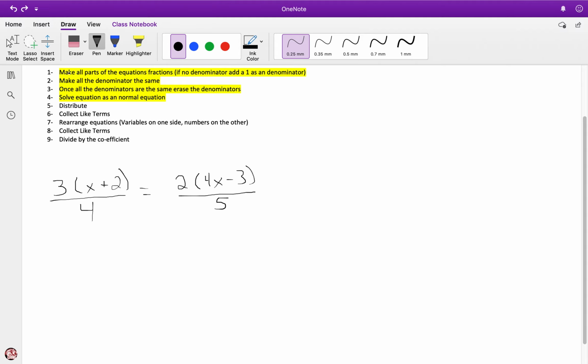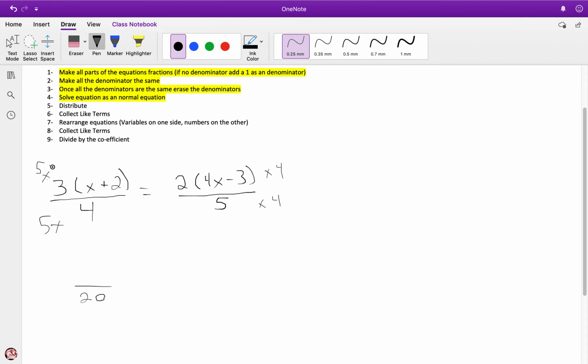So first thing we need to do, make sure all parts of the equation are fractions. We've done that. Now make the denominators the same. To make this the same, I'm going to multiply this by 5 and this by 5, because what I do to the bottom I have to do to the top, and this by 4 and this by 4. And this will get us a 20 on the denominator side. So it's going to be 20 down here.